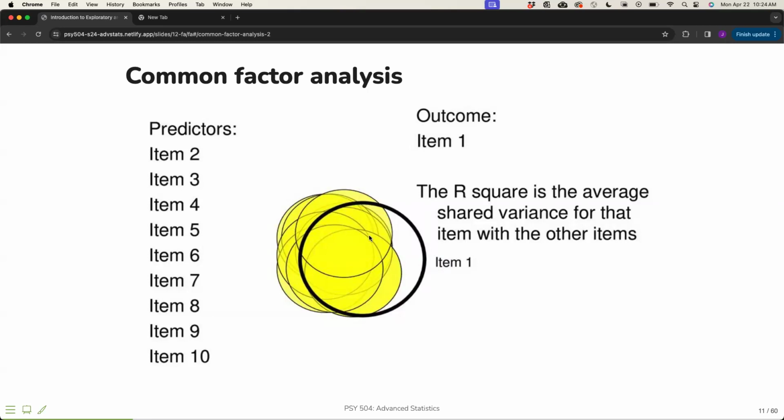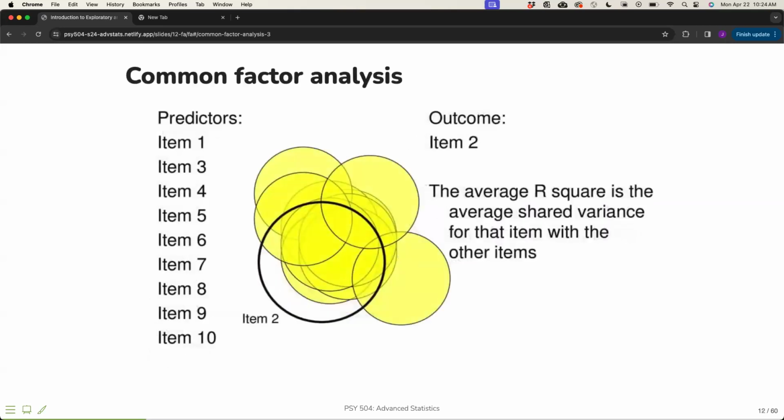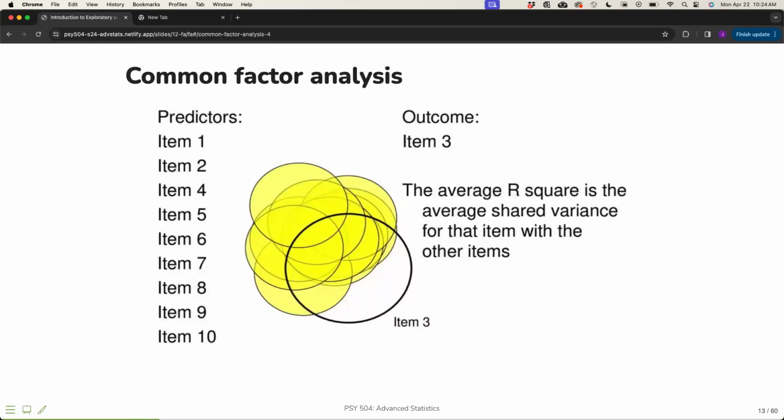So for item 1, we can get an R squared. Then for item 2, we can also get an R squared. And then for item 3 and item 4 and item 5 and so forth. This is our communality, or the variance that's shared amongst the variables. So when we talk about communality, this is essentially how we're getting that communality, or that shared variance between the items.